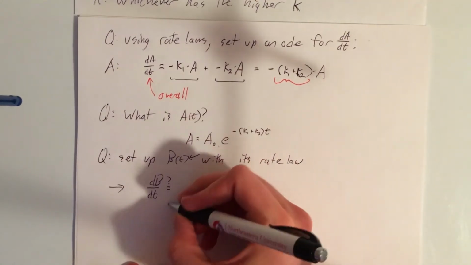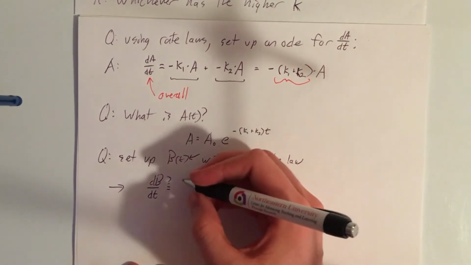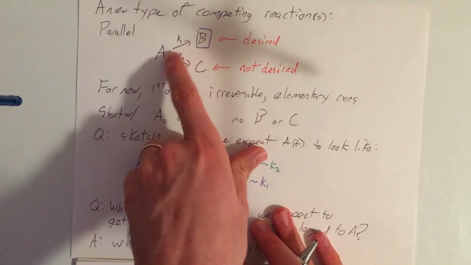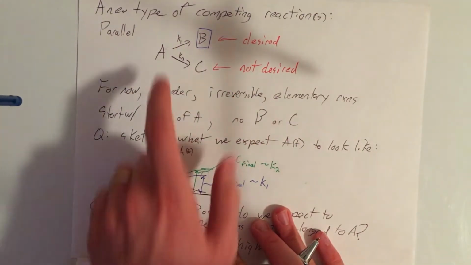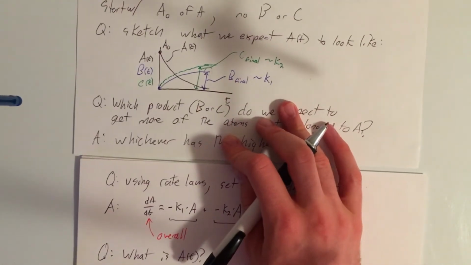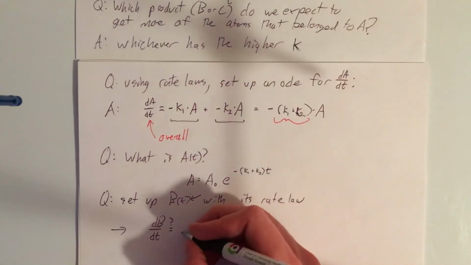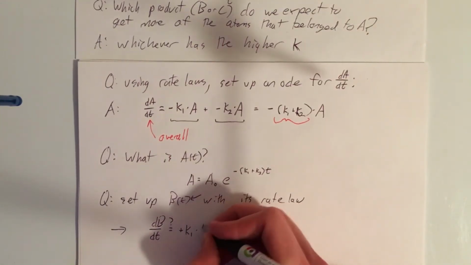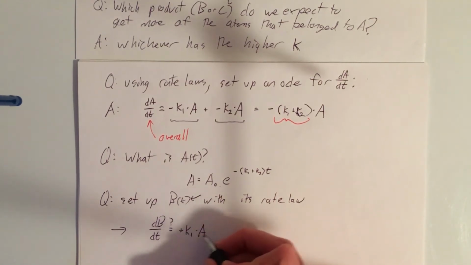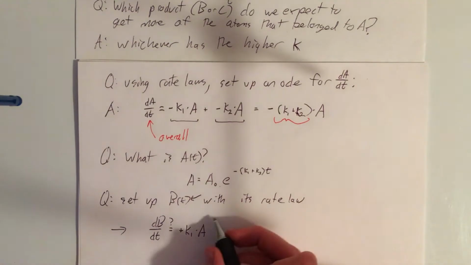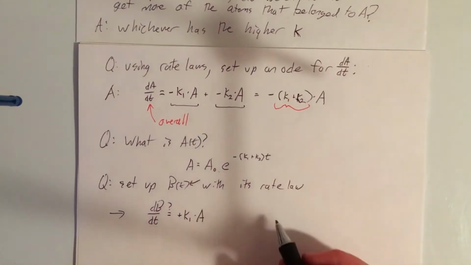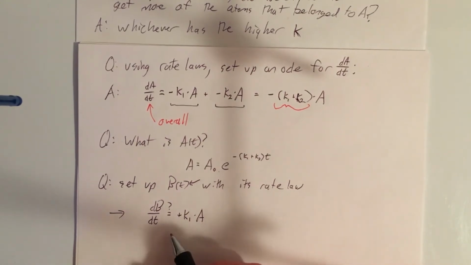All right, welcome back. So now we have dB dt. Well, the rate of increase of B is just related to this one reaction of A going to B, with rate constant K1. Well, B is a product in that reaction, so we get positive K1 times A. So A is a reactant, B is a product, so we get positive K1 A. And it's first order, so we don't have any weird powers for A or anything like that. So this is our reaction. Now, can we solve this ODE?